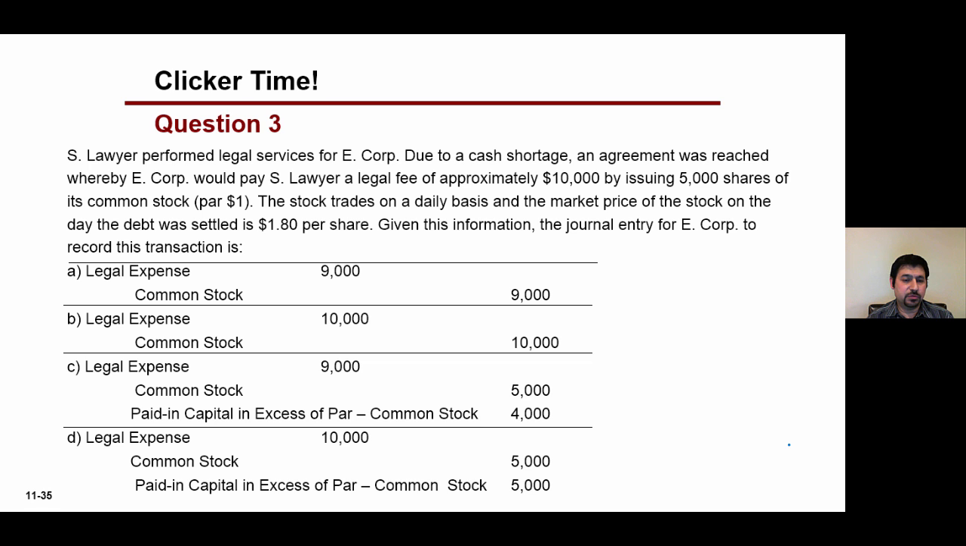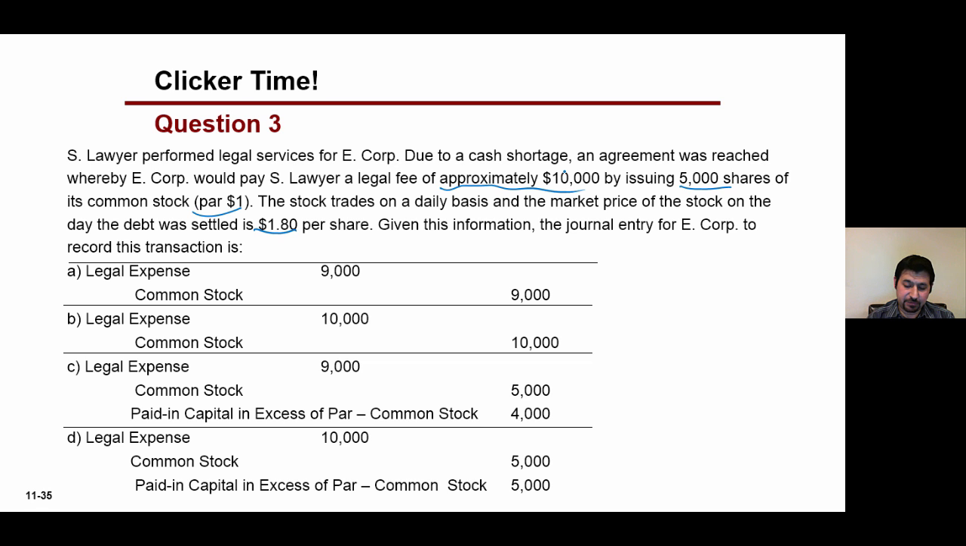S lawyer performed legal services for E Corp due to a cash shortage. And due to the cash shortage, an agreement was reached whereby E Corp would pay S lawyer a legal fee of approximately, here the word is approximately, $10,000 by issuing 5,000 shares of its common stock. Par value is $1. The stock trades on a daily basis, and the market price of the stock on the day the debt was settled is 1.8 per share. What's the journal entry that the company will make?